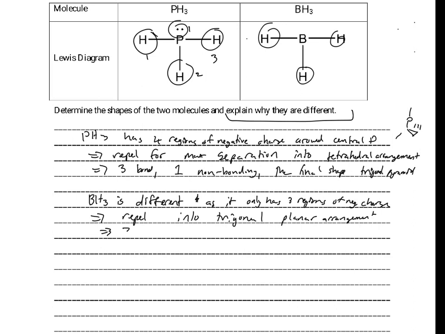And because all 3 are bonding, the final shape is trigonal planar. Okay, so your 3 statements are how many regions of negative charge, they repel to get as far apart as possible into whatever arrangement, and then because there's X bonding, Y non-bonding, the final shape is whatever, and then I've got that comparison of why one is different to the other.